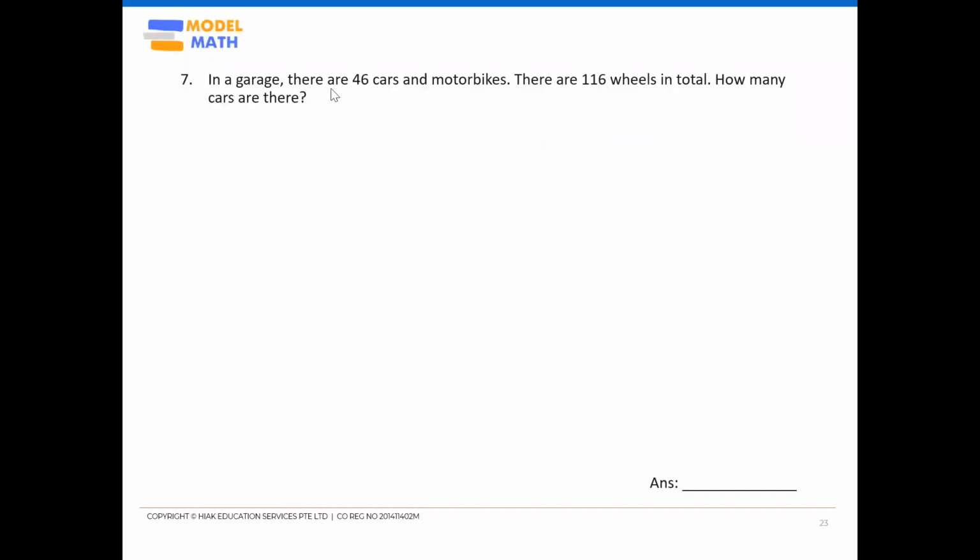So in a garage, there are 46 cars and motorbikes. There are 116 wheels in total. How many cars are there? Okay, so by looking at this question, we have two pieces of information over here.